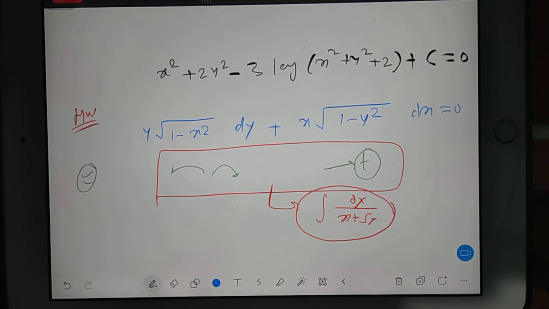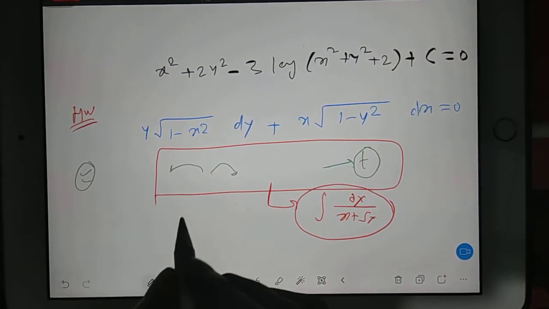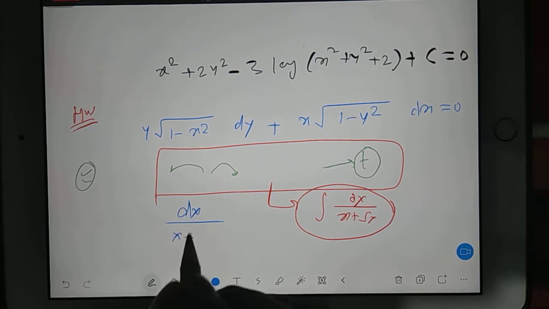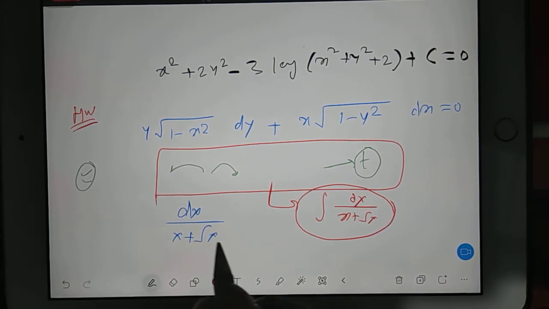Can someone help me out to solve this question? This is a very easy question. See, x plus root x. I know a lot of you have forgotten the integration formulas.